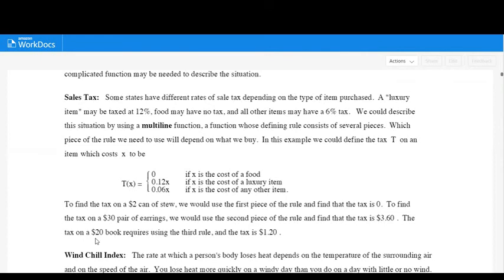Then the tax on a $20 book requires using the third rule. Kasi nga yung book is not a food and is not a luxury item. So dito siya sa any other item. So yung tax niya is 0.06 times 20, so you'll get $1.20. So yun yung tax niya.